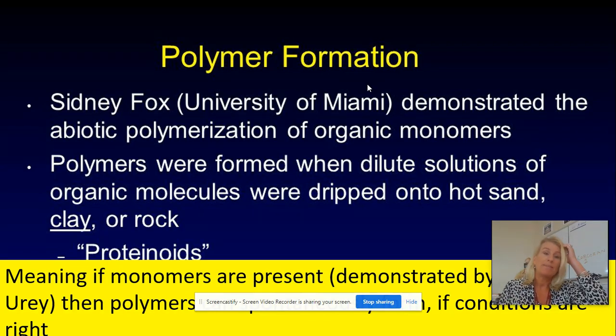And a scientist named Sidney Fox, and you don't need to know Sidney Fox, you do probably need to know Miller and Urey. But he actually dripped a solution of monomers onto some hot rocks, and he got them to spontaneously form together into polymers. So step one was getting the monomers to form. Check, we did that in the lab. Step two, can monomers spontaneously form into polymers? Yeah, Sidney Fox did that. Okay.